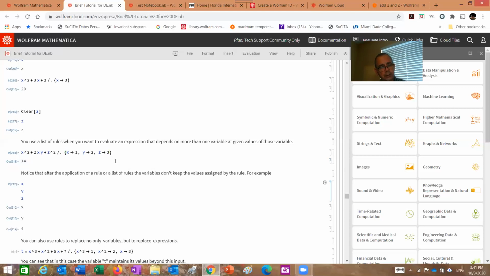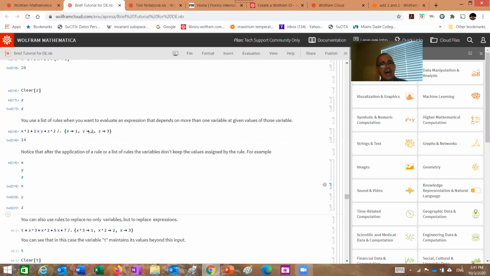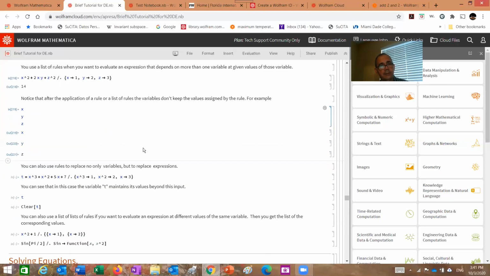Now, when you enter the x, the y, and the z, you get what? You get x, y, and z. It means that now the z, after applying the rule, is again a variable with no value.